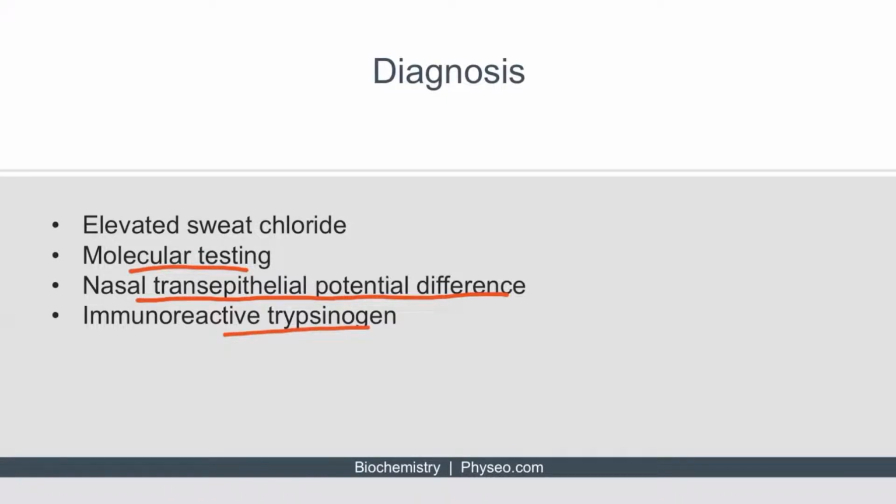Recall that trypsinogen is an inactive pancreatic zymogen that becomes activated when it reaches the intestines. In CF patients, the thick pancreatic mucus secretions prevent trypsinogen from reaching the small intestine, which can cause it to be partially absorbed in the blood. Immunoreactive trypsinogen is a type of trypsinogen that becomes elevated in the blood when the pancreas is plugged. If it's elevated in a newborn, it can be used as a screening tool for cystic fibrosis.